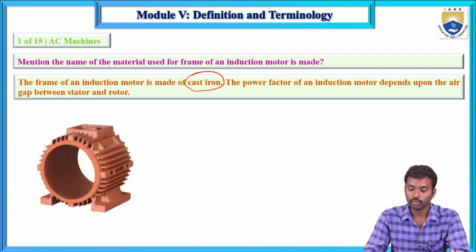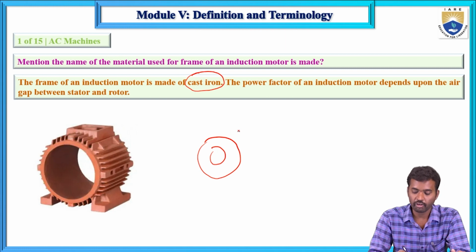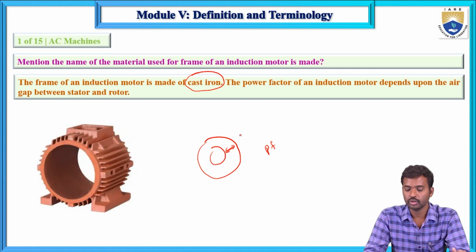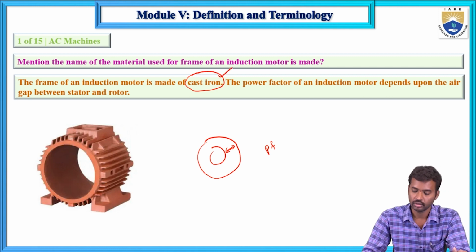For that purpose we are using cast iron material for the frame of the induction motor, that means the yoke. Now, the power factor of the induction motor depends upon the area between stator and rotor. So this is the stator and rotor. The power factor of the induction motor depends on the area between them, so the power factor varies.